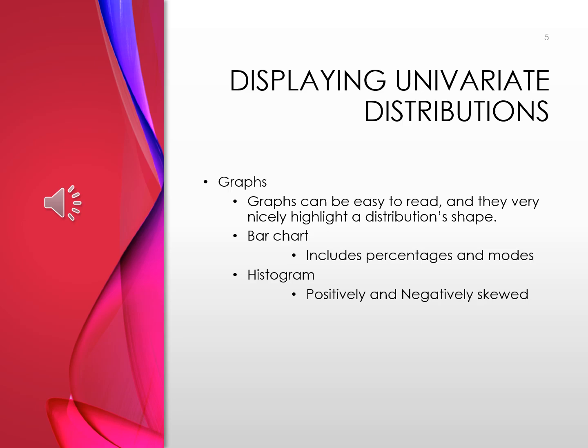Positively skewed describes a distribution in which the cases cluster to the left, and the right tail of the distribution is longer than the left. If it's negatively skewed, then it is a distribution in which cases cluster to the right side, and the left tail of the distribution is longer than the right.